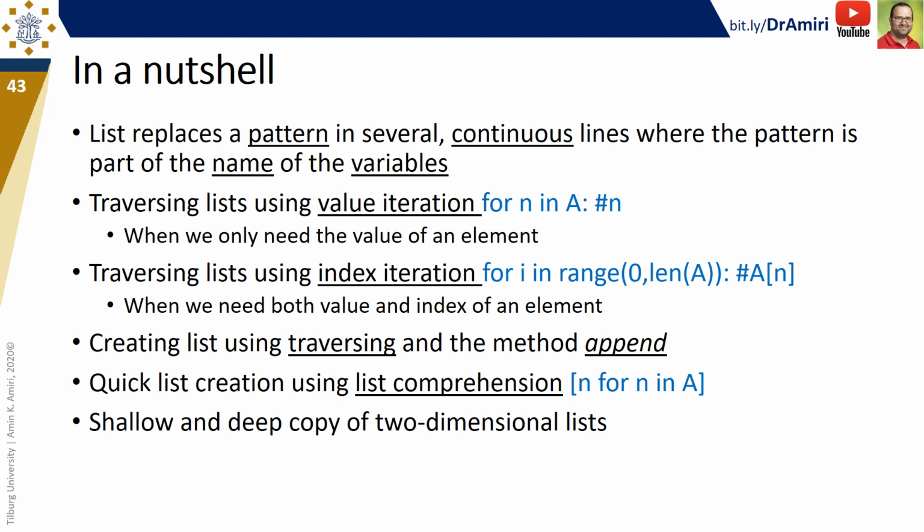You use this traversing method if you only need the value of that element. However, if you need both value and index of an element, then you have to go for index iteration, where you use range and len to create a sequence of indices for that list, and then use brackets to get the value of an element. We also learned about two different methods of creating a list: by traversing and using the append method, and the second option was creating a list using list comprehension.